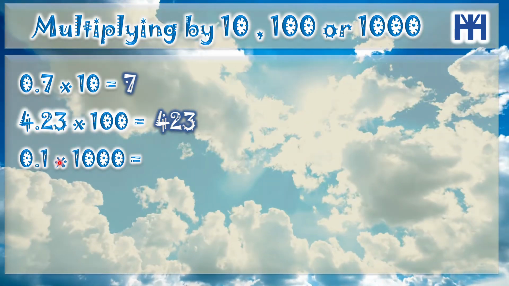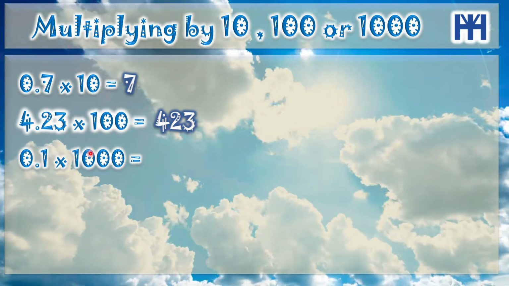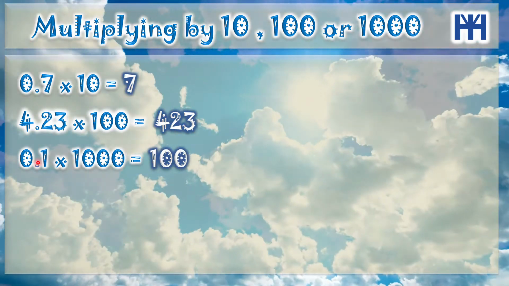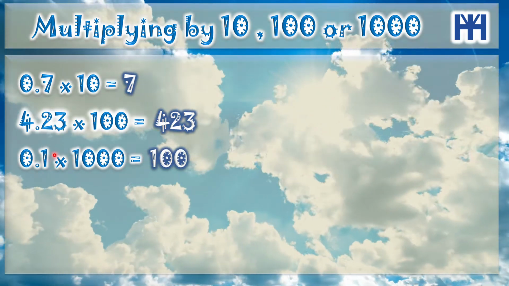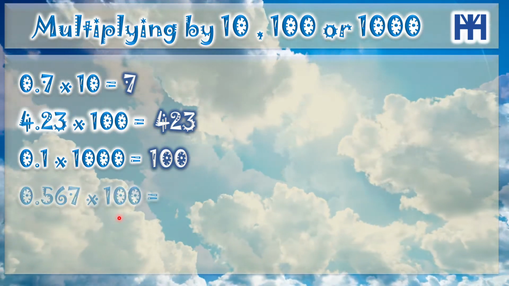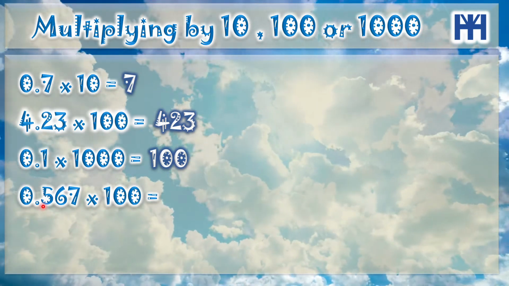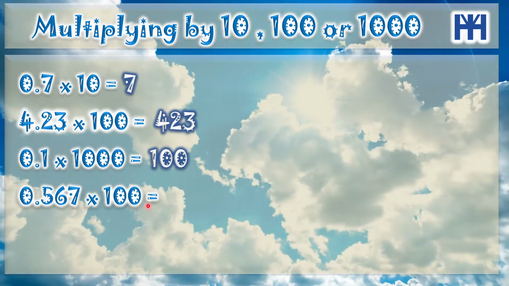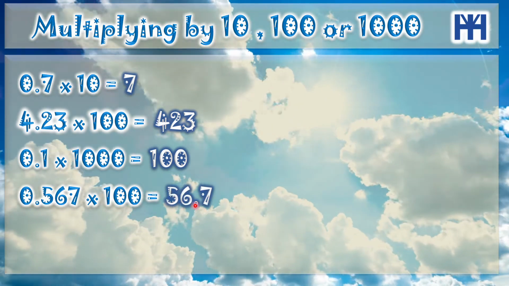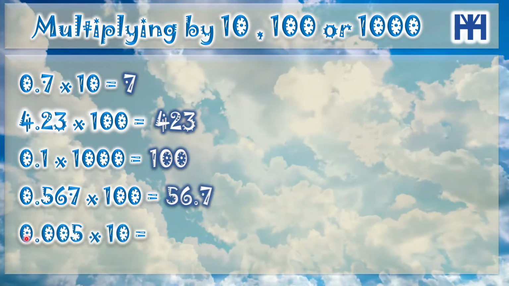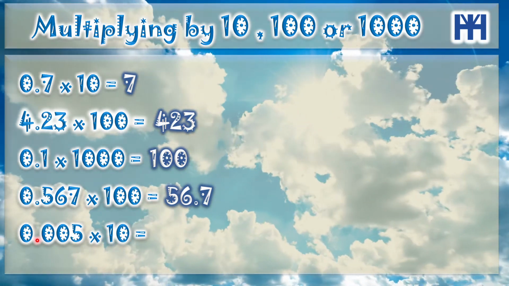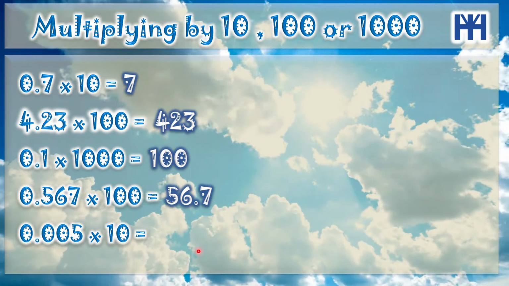So 1, 2, 3. So it's 1 and 2 zeros. Because the 1 here became 1, then another jump it became 10, then another jump it became 100. Okay, 0.567 times 100. The decimal point will jump twice, 1 and 2, so it's 56.7. Okay, 0.005 times 10. The decimal point will only jump once to the right, so it's 0.05.